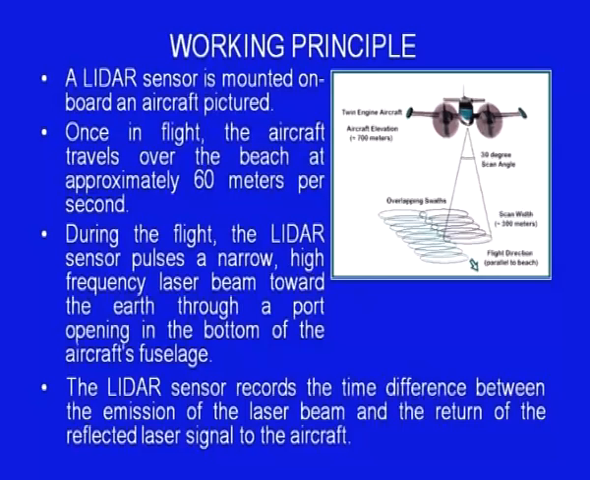Let us look at the working principle of LIDAR. A LIDAR sensor is mounted on board an aircraft as pictured beside. Once in flight, the aircraft travels over the area at approximately 50 meters per second. During the flight, the LIDAR sensor pulses a narrow, high-frequency laser beam towards the earth through a port opening at the bottom of the aircraft's fuselage. The LIDAR sensor records the time difference between the emission of the laser beam and the return of the reflected laser signal to the aircraft.